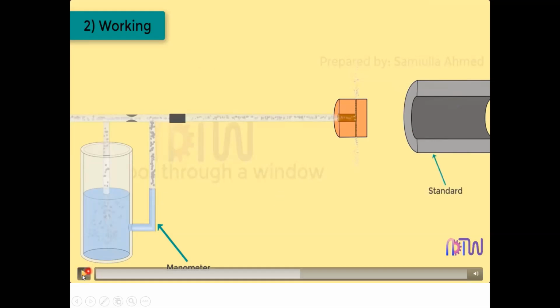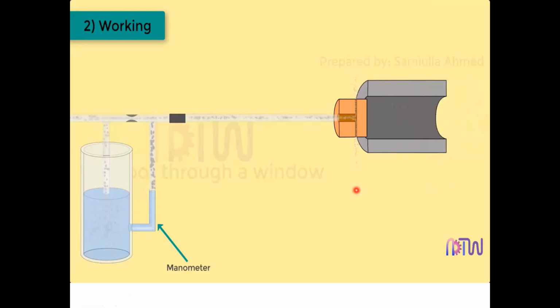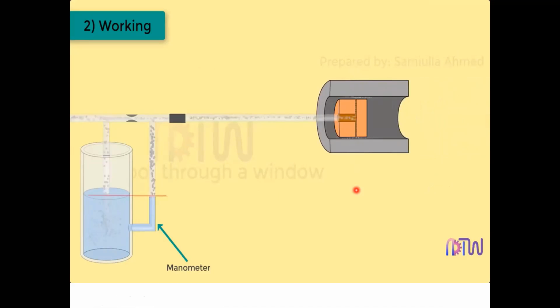The standard workpiece is one whose internal wall is perfectly flat. This standard workpiece is used to calibrate the pneumatic comparator. Using this standard workpiece, the water height in the manometer is adjusted so that it is equal to the height of water in the tank.